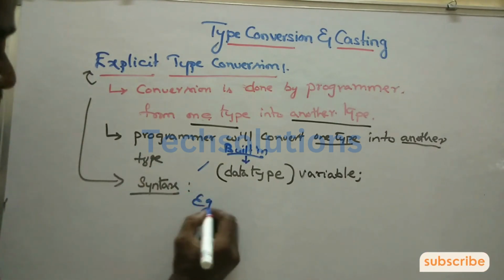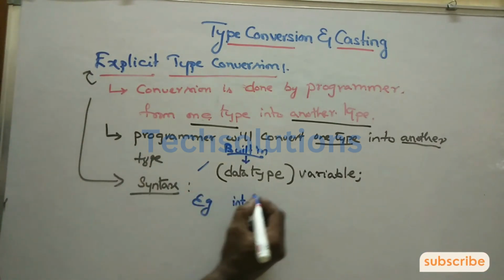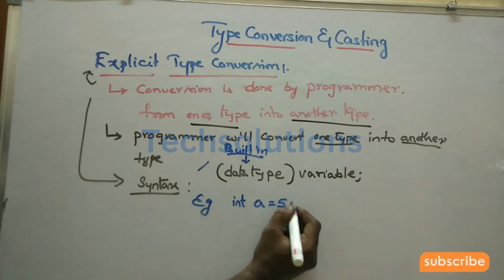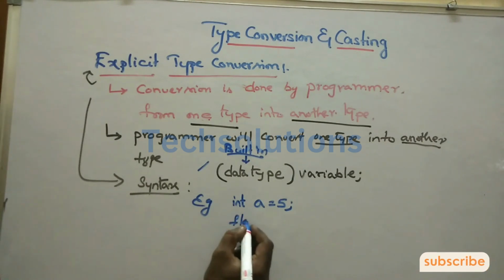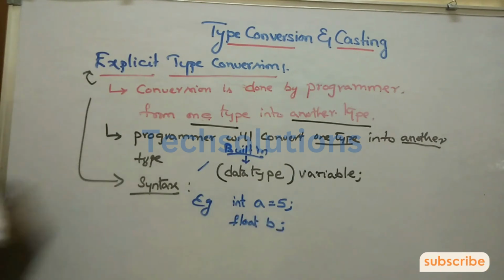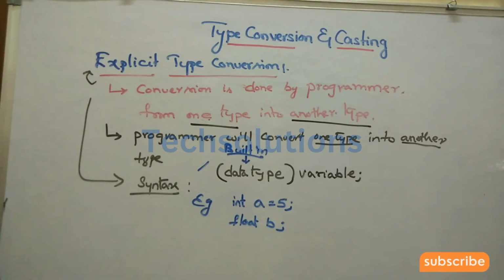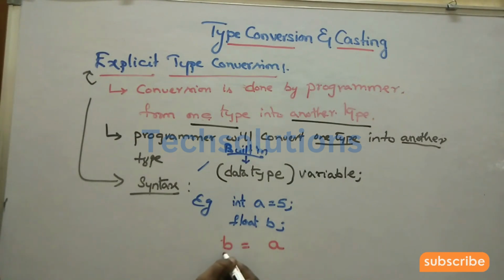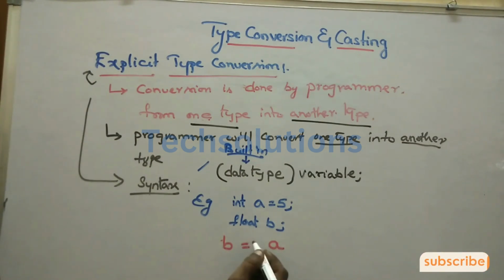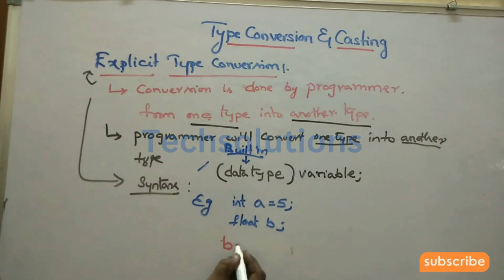Suppose, for example, here I declare one variable, int a, and suppose a equal to 5. Now this variable a I want to convert to a floating point. Suppose b is the floating point variable. For this b I want to assign a value. What is the value of a? A is the actual integer, right? B is the floating point value. Now I have to convert this integer externally, or explicitly, into floating point.